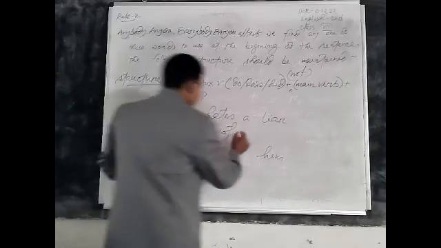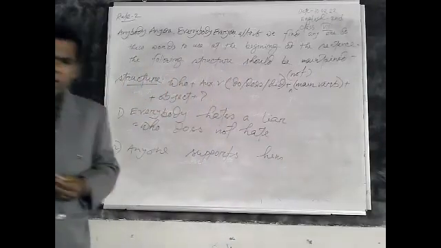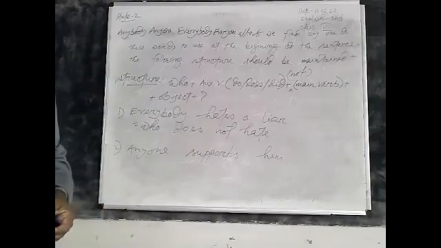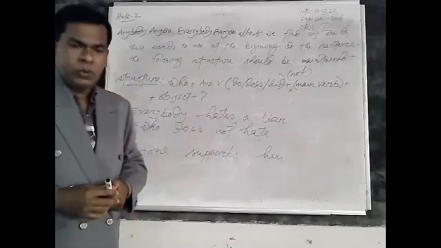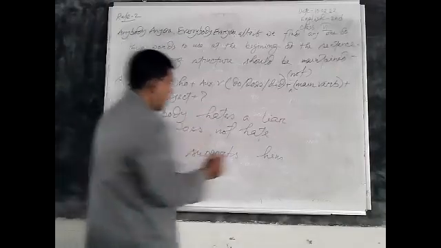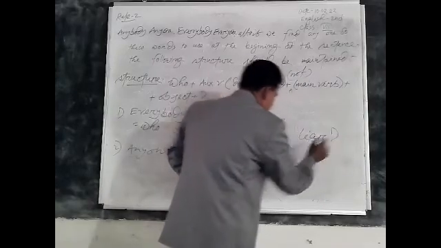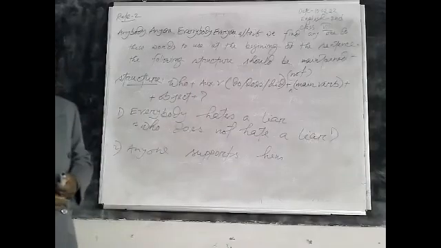Then the main verb "hit." Then the main verb "hit," we will have to eliminate the s. So "hits" should be "hit." So, "who does not hit a liar?" And the object is "a liar." And what will be the sign? So boys, who does not hit a liar?